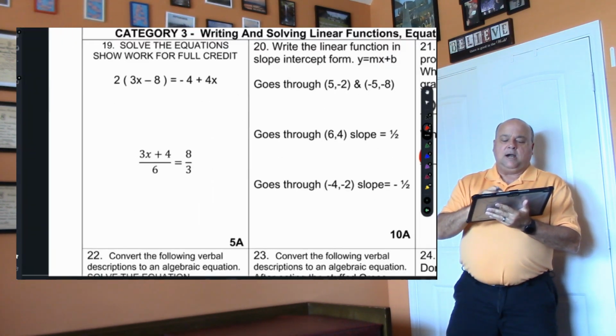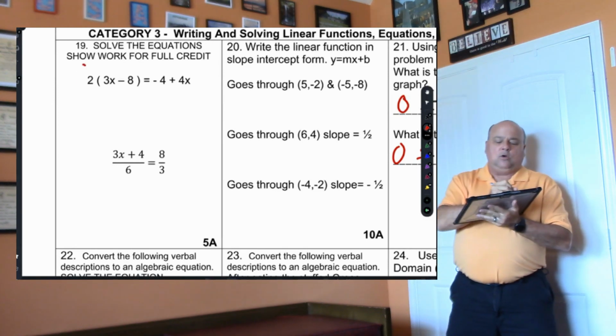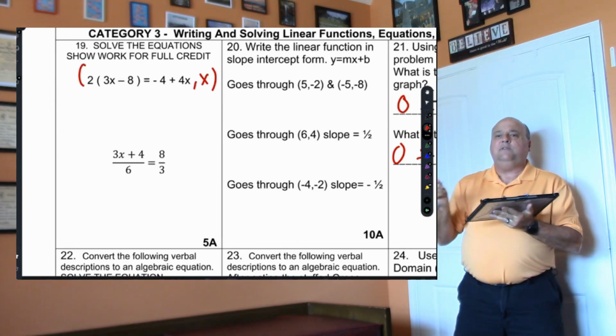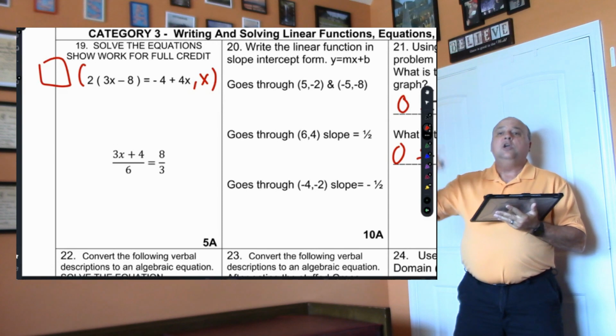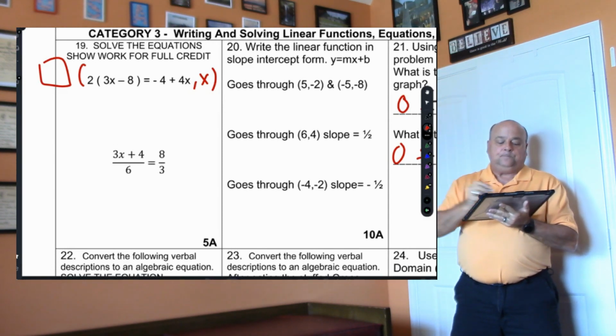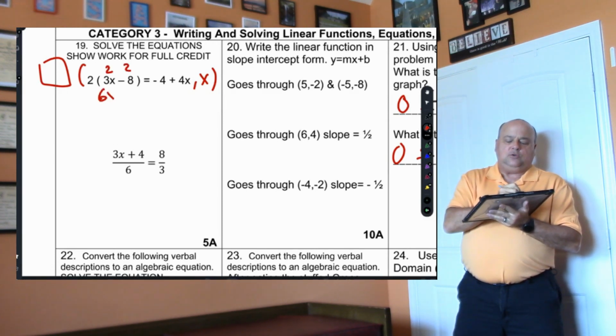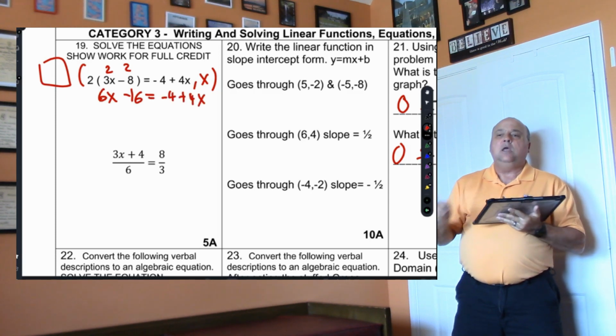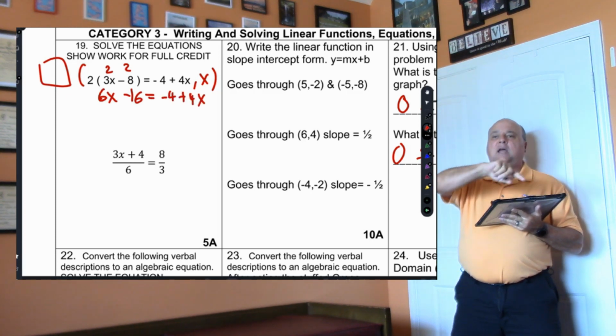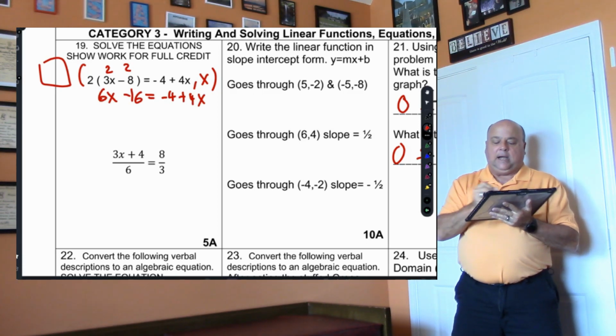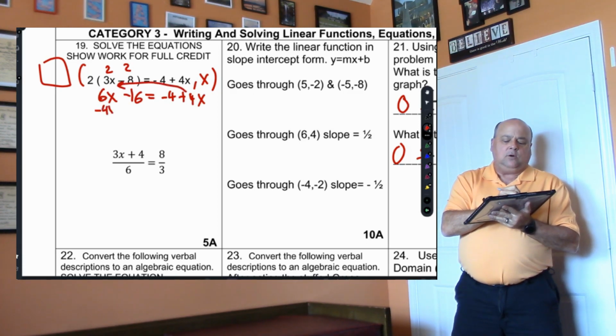Oh, let's go to number 19. On number 19, I want you to put these in Inspire and solve it. Put the answer over here. Show your work for full credit. So we need to distribute the 2. 6x minus 16 equals negative 4 plus 4x. Always try to move the letters to the left and the numbers to the right. So we're going to move the 4x over.